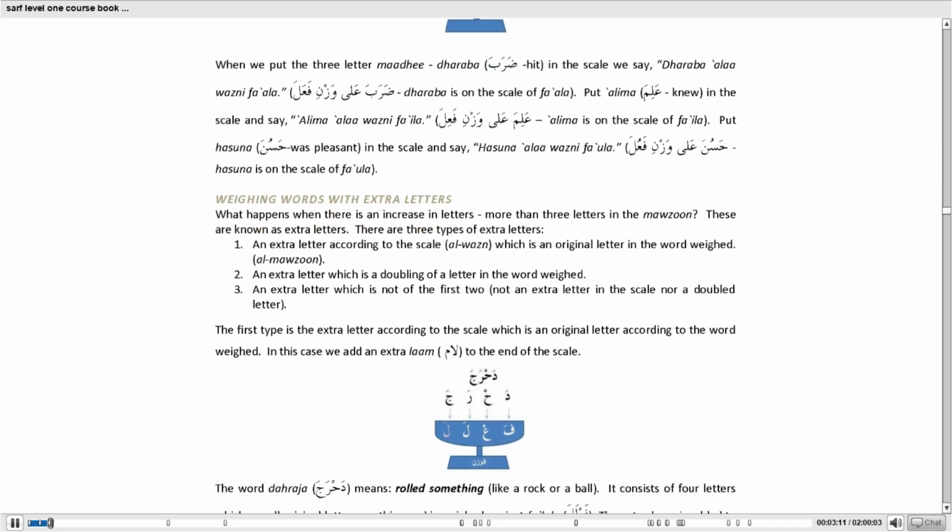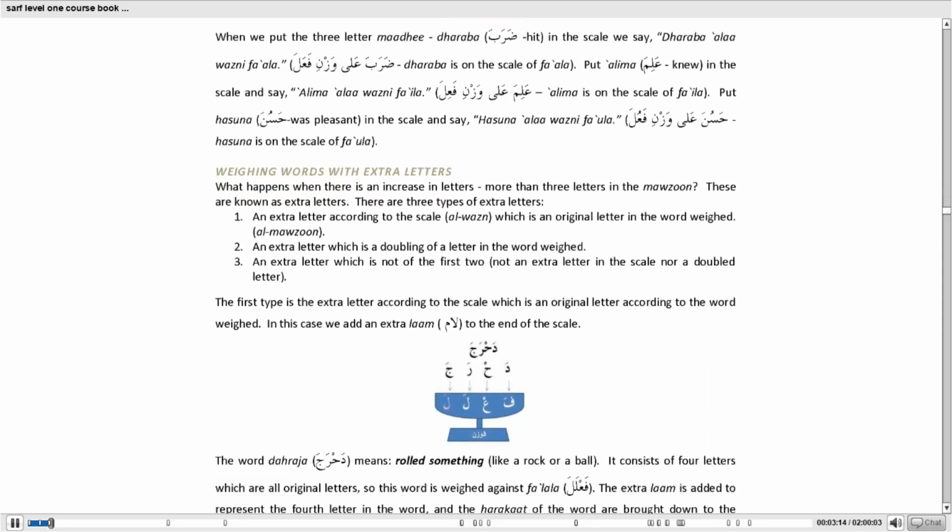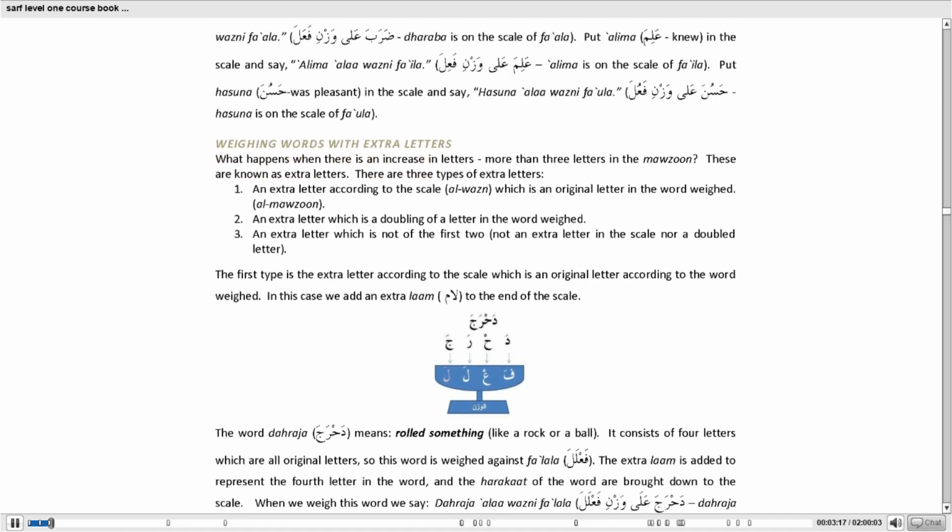And today, inshallah, we're going to revise how we weigh words which have extra letters. Now, we said in previous classes that the original letters are the letters that remain and are not dropped in all conjugations. Whatever form it is, those letters will always be there.